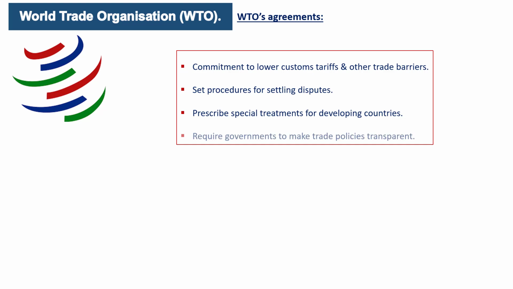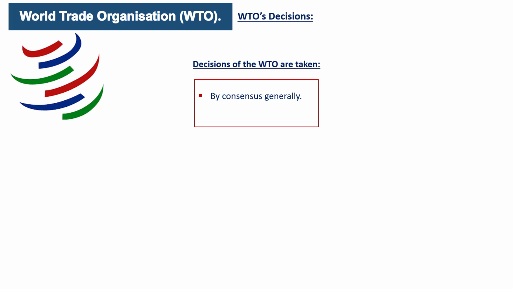They need special attention in order to step up and be at par with those that set up sometime earlier. And they require governments to make their trade policies transparent by frequently reporting to the WTO and availing themselves for periodic scrutiny. Decisions by the WTO are normally reached by consensus, where a majority is required, or it can be by the entire membership of the organization.